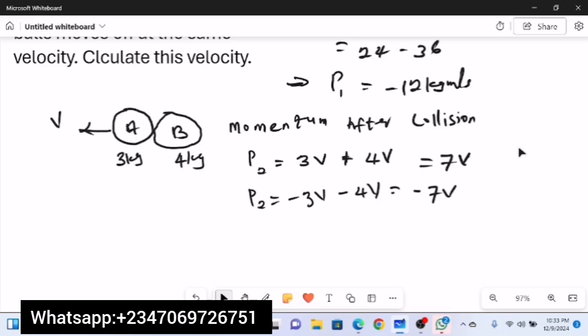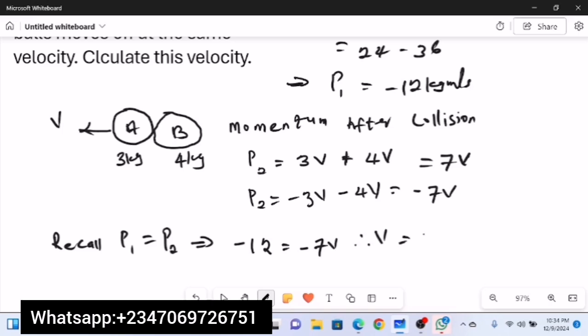Alright, so from the principle of conservation of linear momentum, momentum before collision, P1, must be equal to the momentum after collision, P2. So that simply means P1 must be equal to P2. This implies P1 itself is negative 12, and this is equal to negative 7V. So from here, you make V subject, that becomes negative 12 divided by negative 7.